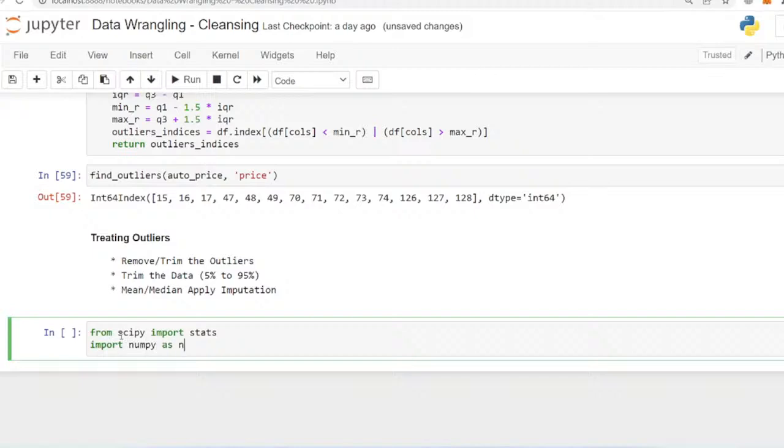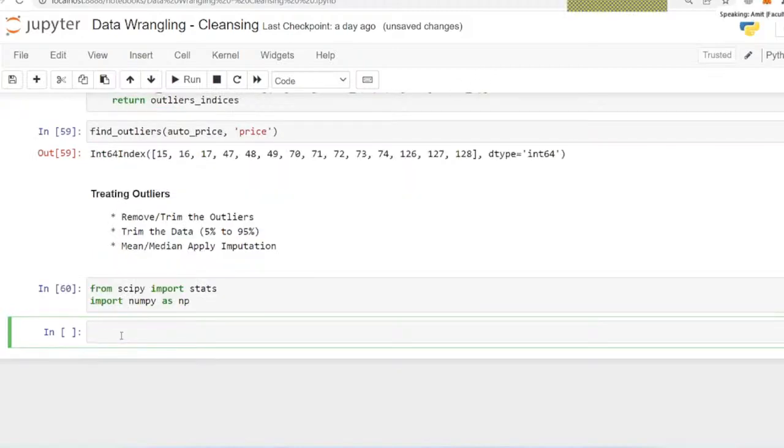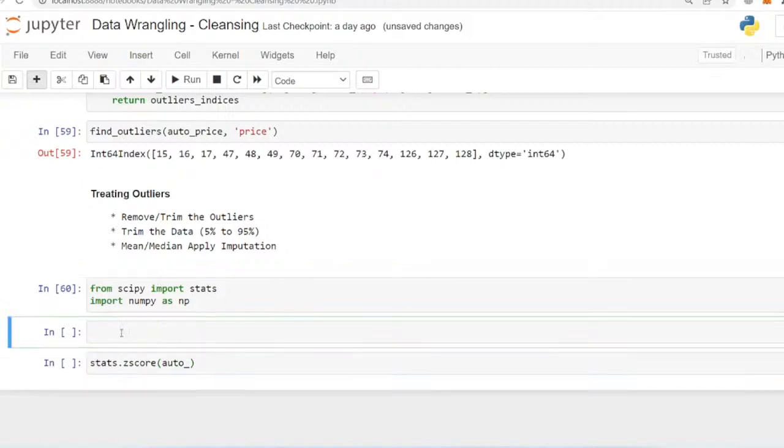Import numpy as np. Okay, so in this case, what we are supposed to do is take our values, and we will use stats.zscore. We'll take here my value, and in this case we will only pass those values which are numerical type, the numerical columns. So how to select the numerical columns?